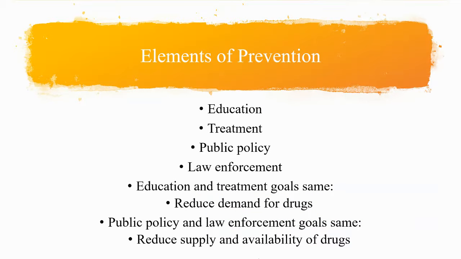Several elements of prevention: you can do an educational campaign, whether in the schools or community-wide. Obviously, you need treatment programs. You need to look at the public policy for drugs in the community. Law enforcement, educational, and treatment goals are essentially the same, and that is to reduce the demand for drugs. If you reduce the demand for drugs, then drug abuse becomes less of a problem. And public policy and law enforcement goals are to reduce the supply and availability of drugs. The belief is that if drugs are not available, then people won't be able to do them.